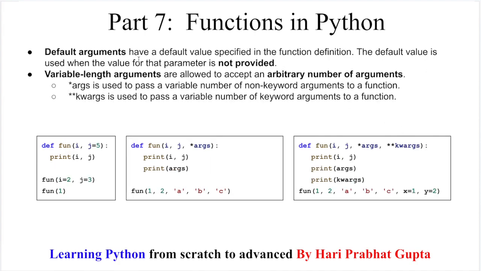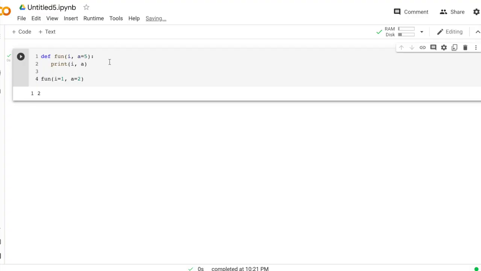So default arguments are function parameters that have a default value specified in the function definition. The default value is used when the value for that parameter is not provided. So similar to the previous example, if we copy this program and paste it, then we can check.